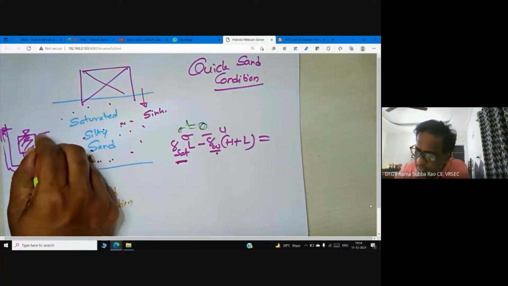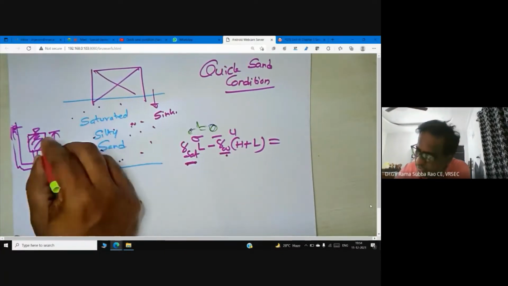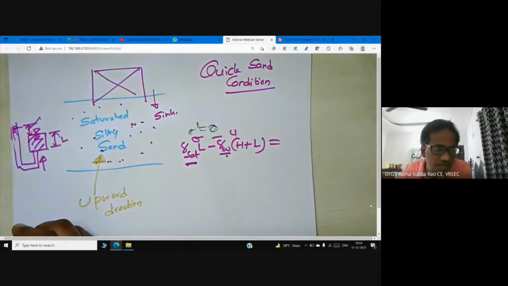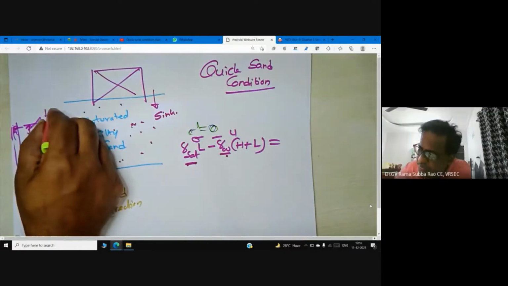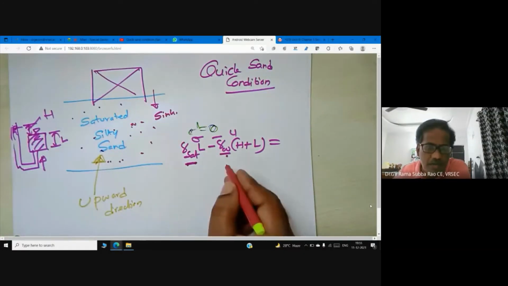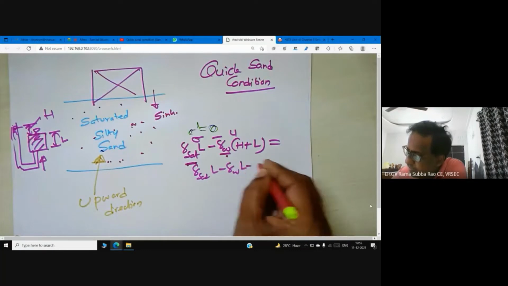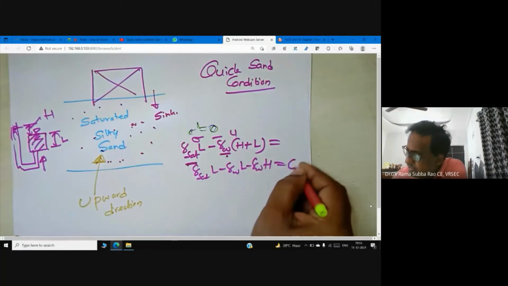What is this? Anybody ready to tell me? What is this? L. What is this? H. That's absolutely correct. Now one can see what is going to happen. Gamma sat L minus gamma W L minus gamma W into H is 0.